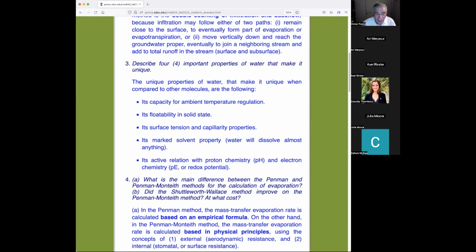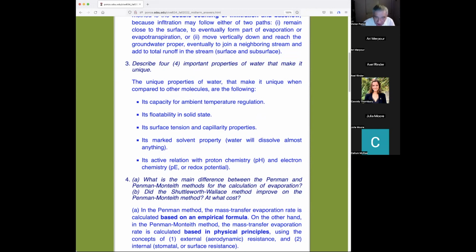Okay, so we have unique properties. I listed 5 properties, which are the properties that I listed in the paper. First, its capacity for ambient temperature regulation. Wherever there's a body of water, there's temperature regulation by the body and its proximity, like oceanic climates and continental climates. A continental climate would be the climate of Idaho and North and South Dakota. An oceanic climate would be California and New York, because they're next to the ocean.